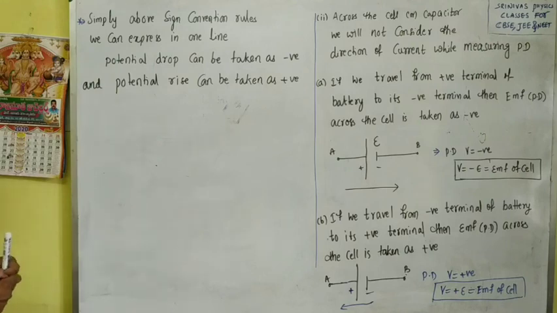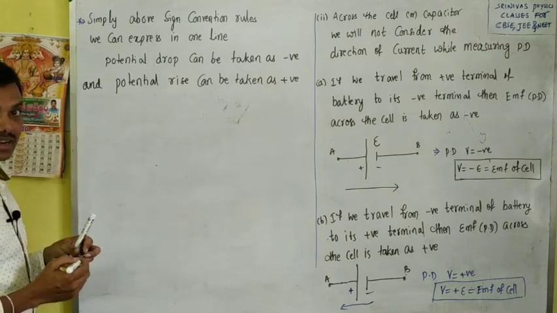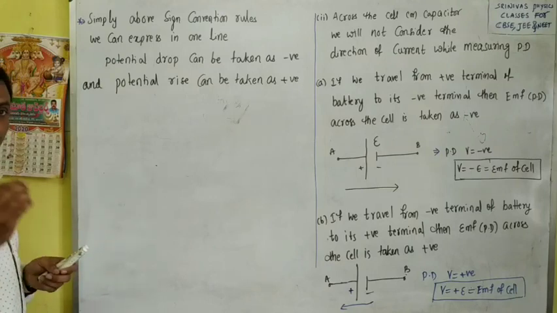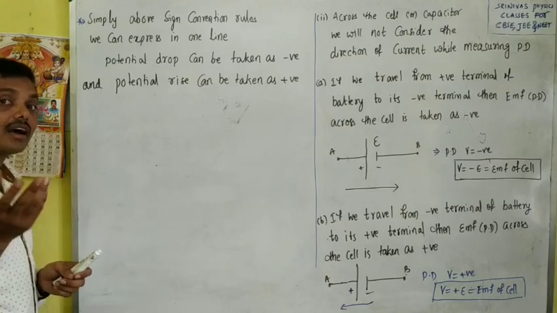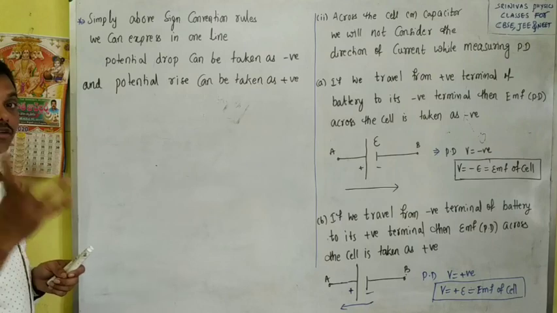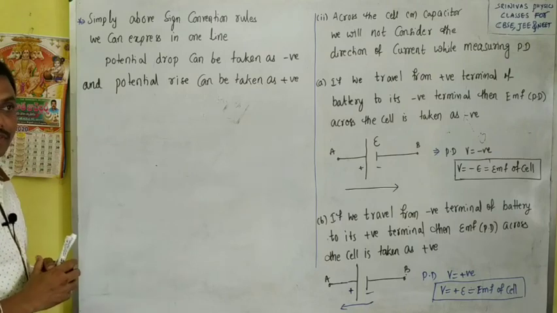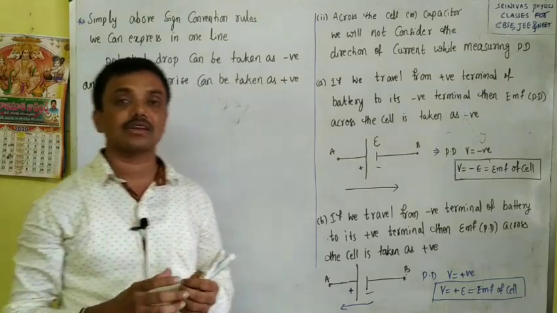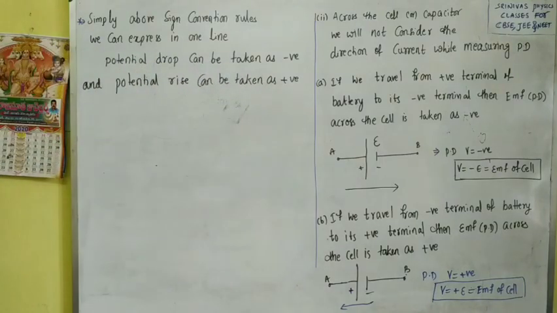Now, how to apply these sign convention rules in a certain place? What is the need of these Kirchhoff laws? The Kirchhoff laws are used to find out the direction of the current, and also used to find out the current magnitude in different branches in complex circuits. In simple circuits we can find out the current by using Ohm's law, but in complex circuits we can find out the currents by using Kirchhoff laws, and Kirchhoff laws are simple for finding the current.